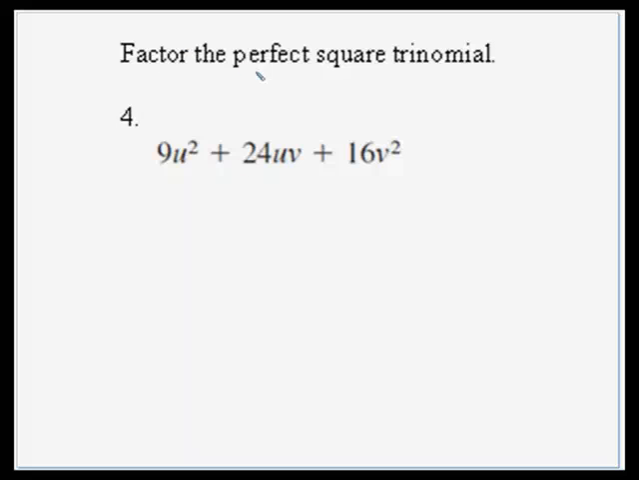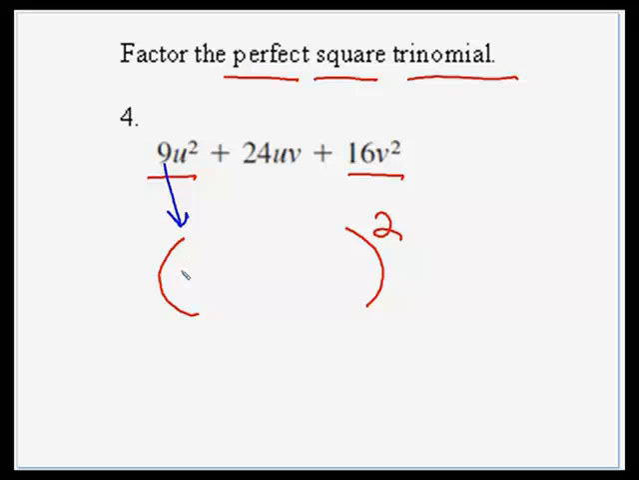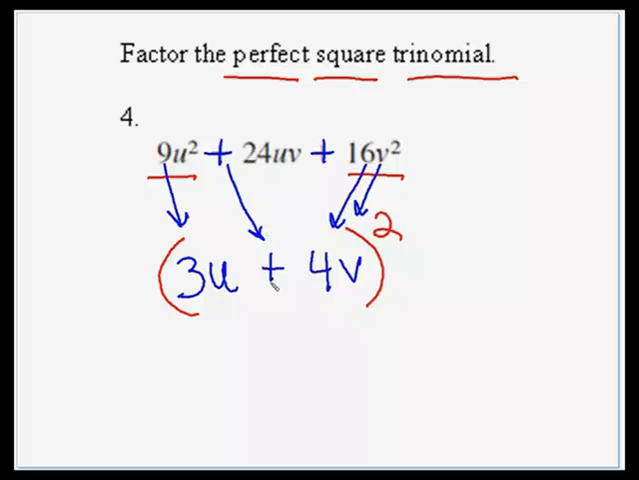Now here it says factor the perfect square trinomial. So this is a perfect square. This is a perfect square. We're going to have a binomial quantity squared. And then, of course, I want to check to make sure my middle term works. So, what is the square root of 9? 3. What's the square root of u squared? U. What is the square root of 16? 4. What's the square root of v squared? V. Since these signs are all pluses, we will have a plus here. Remember, whatever this sign is, you bring down. So that's a plus. And we want to check our middle term.